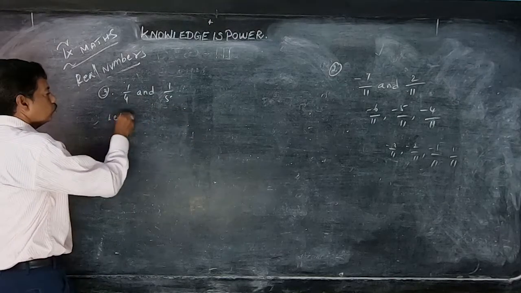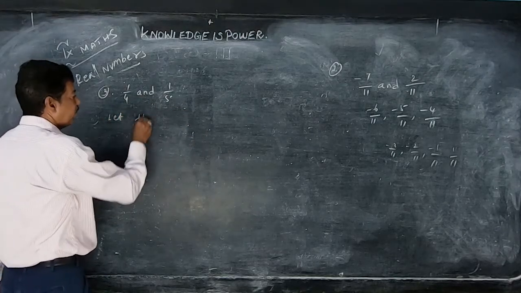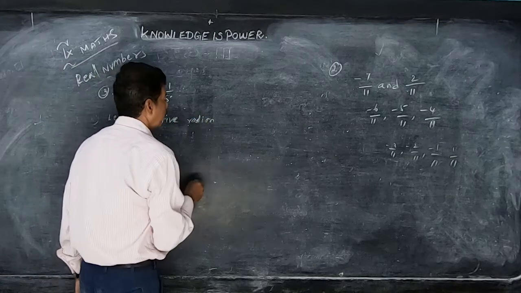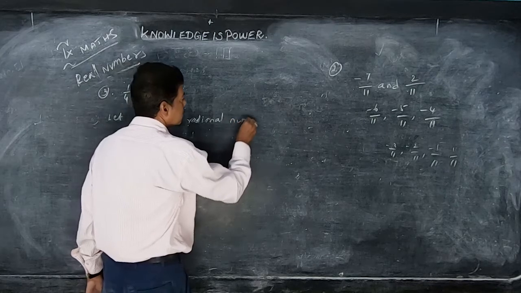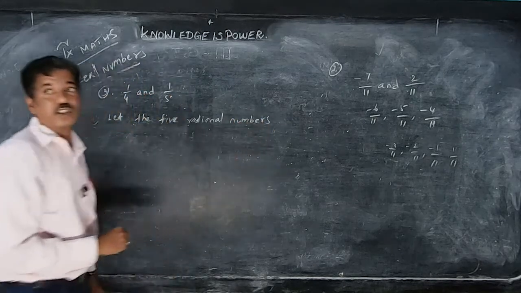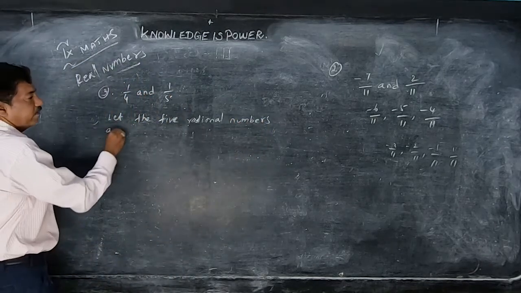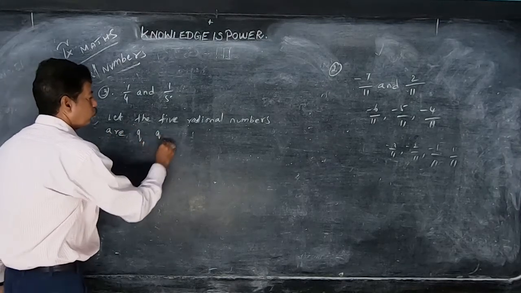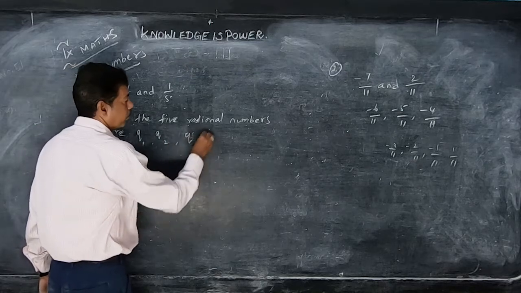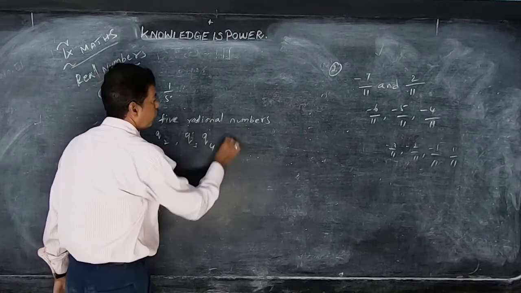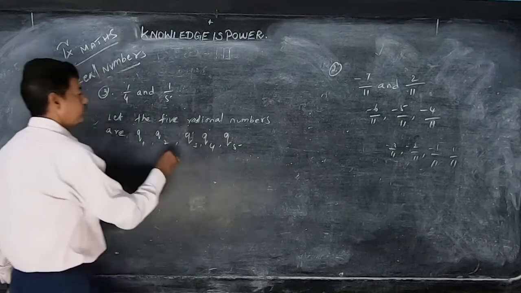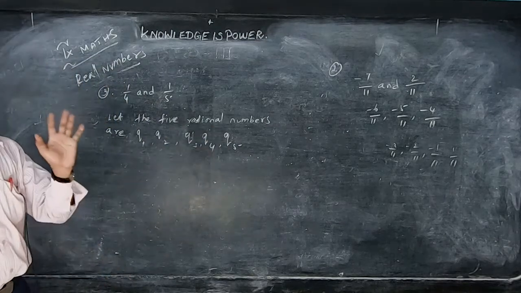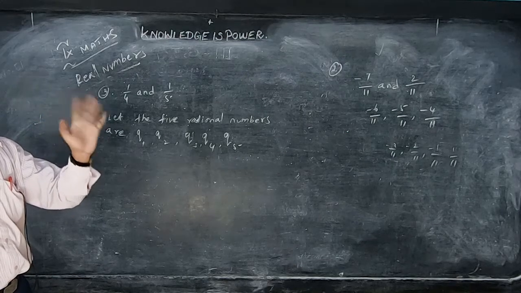Okay, so 1 by 4 and 1 by 5. Let's first take it out. Let the 5 rational numbers be Q1, Q2, Q3, Q4, Q5. We have to find out that Q1, Q2, Q3, Q4 and Q5. You have to find out 5 rational numbers.